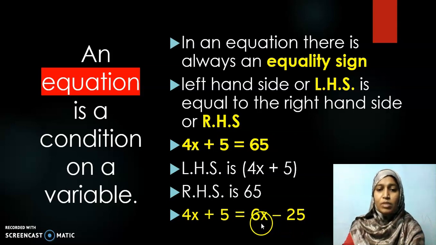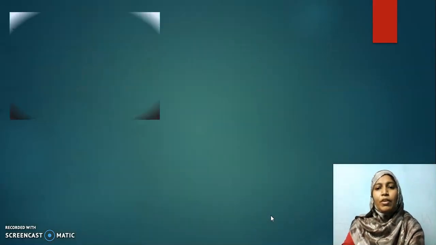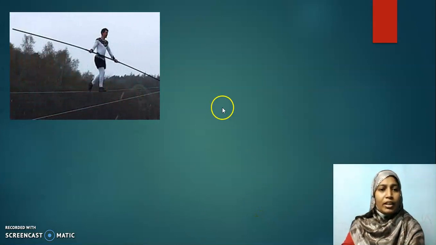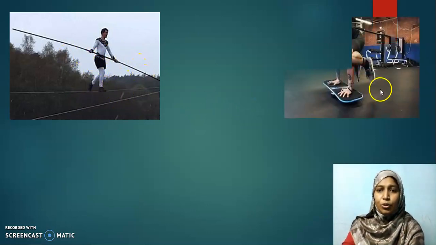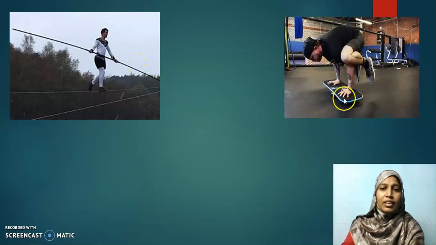It is not always mandatory that only a number should be there on the right hand side. Is it clear, my dear children? It is also an equation. Before that, see here, a man is balancing while walking on a rope with a stick in his hand. And here too a man is balancing.